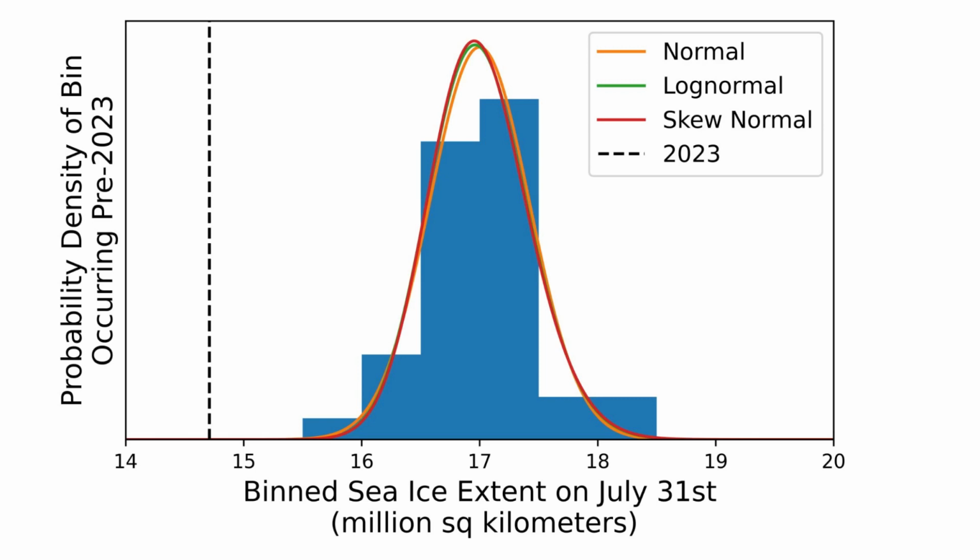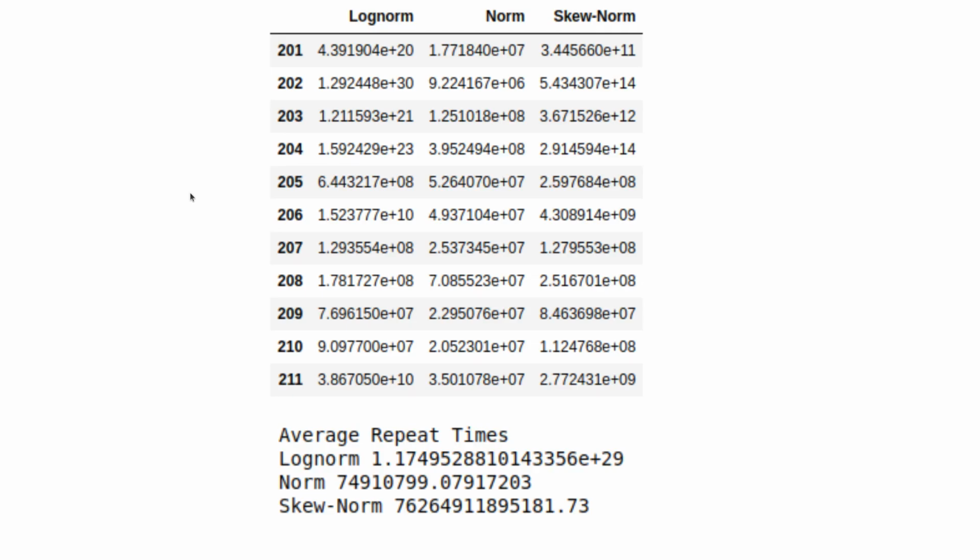So here are the results. I'm going to show you a table of recurrence times, and you can treat each number like the million year event thing. The first row is for the 201st day of the year. A log normal distribution gives you a 4 with 20 zeros behind it, which is over 1 million times the age of the Earth. But if you fit a normal distribution, it's more like 10 million.